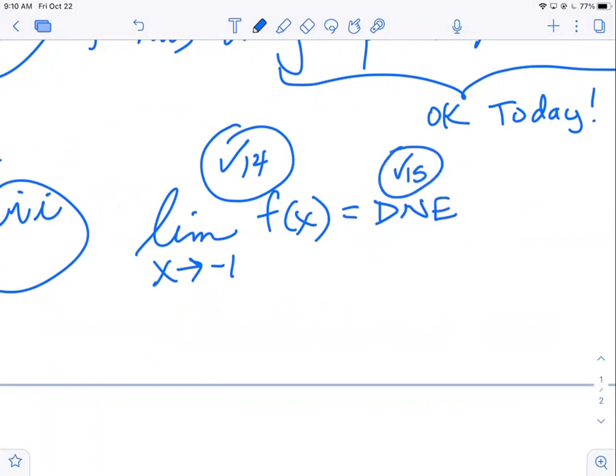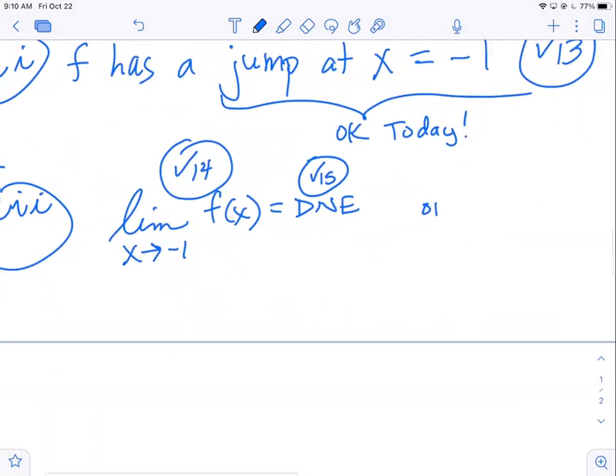That would be the 15th check. Or you could write it like this. The general limit as x goes to -1 of f of x. And then you could put DNE underneath it as well. Either way.